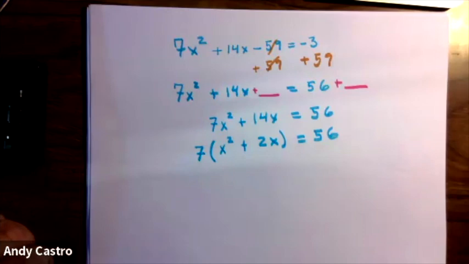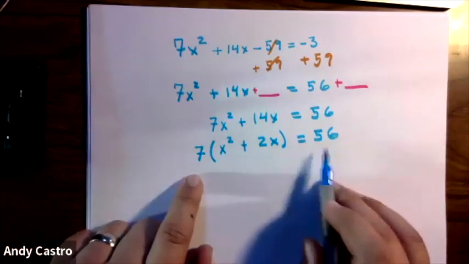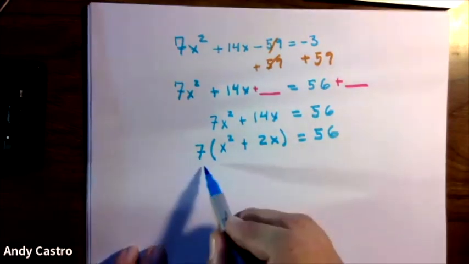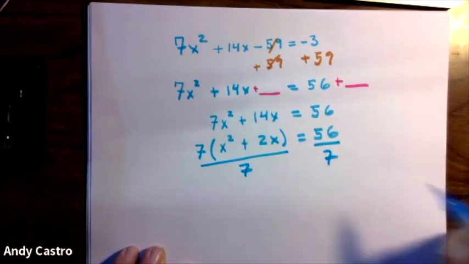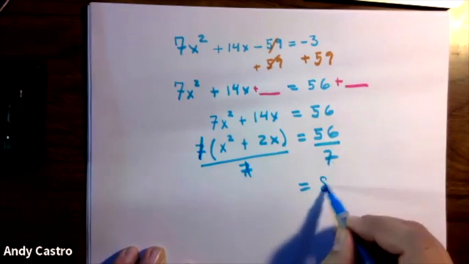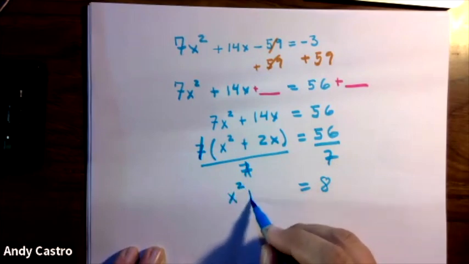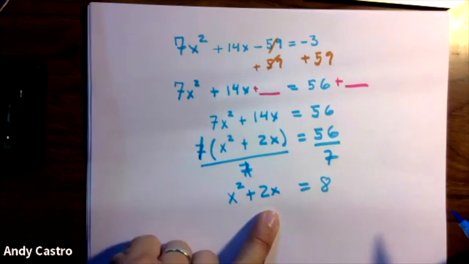Now, here, what we notice is we can actually divide both sides by 7. Because 56 divided by 7 gives me 8. So now I have x squared plus 2x is equal to 8. So that's a little bit easier to work with.